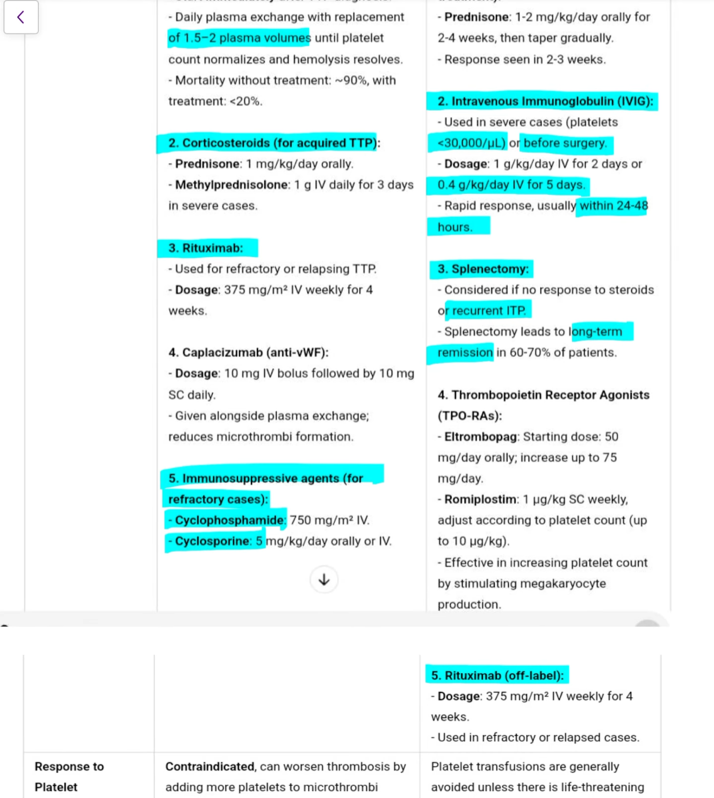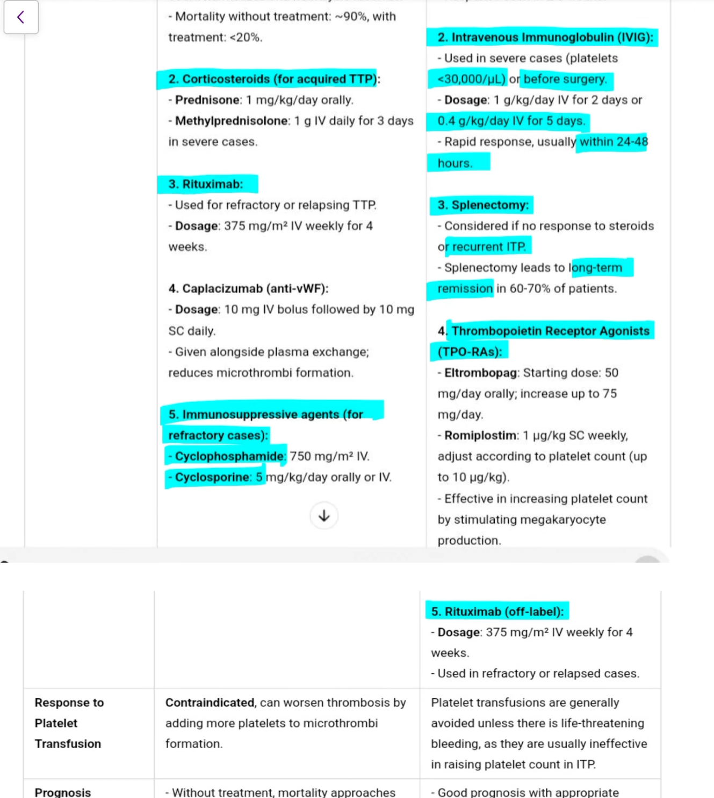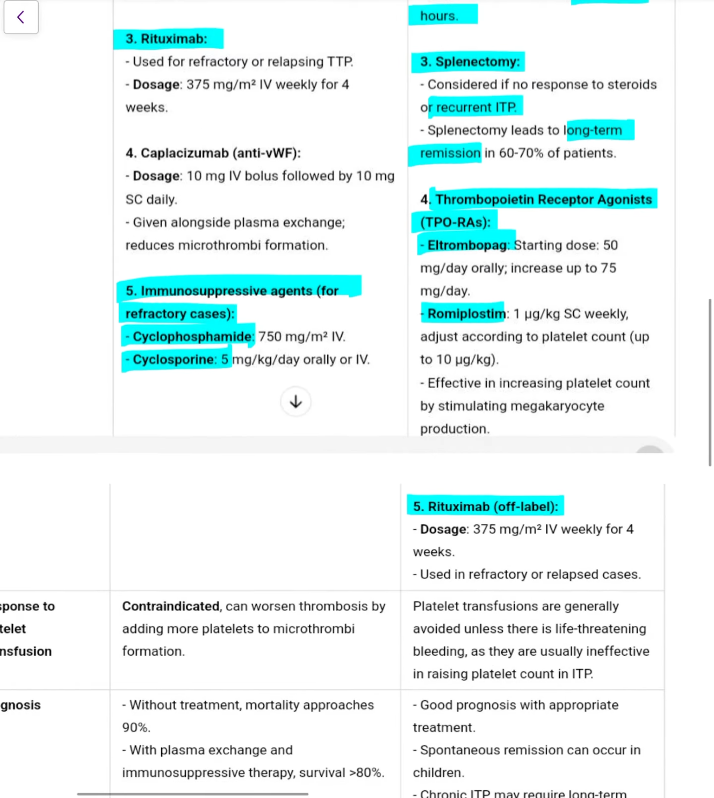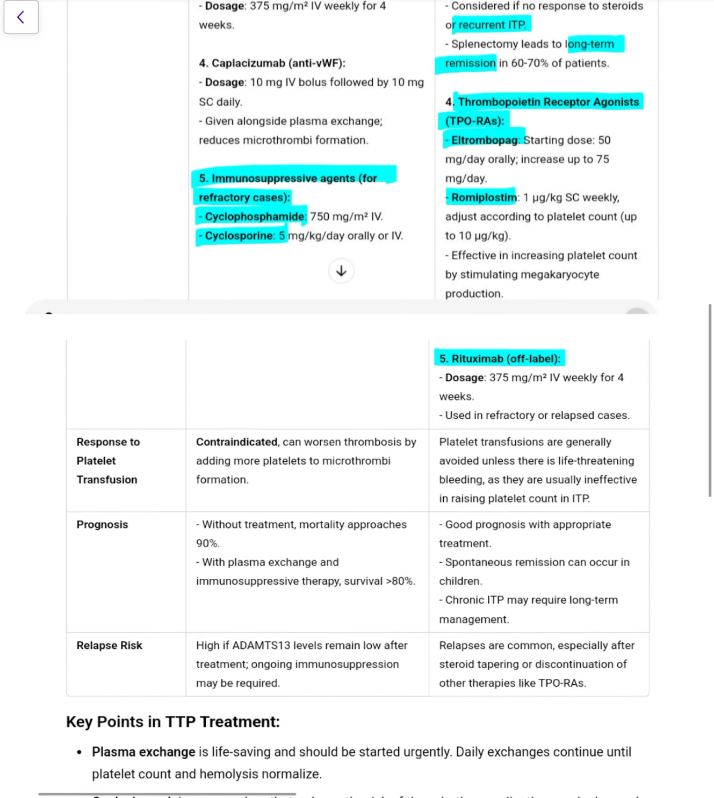One more drug class is the thrombopoietin receptor agonists, which are used in ITP, not in cases of TTP. What are those drugs? Eltrombopag and romiplostim. The dose of eltrombopag is 50 mg per day, which can be increased up to 75. Romiplostim is 1 microgram per kg subcutaneously weekly, and can be given up to 10 micrograms.